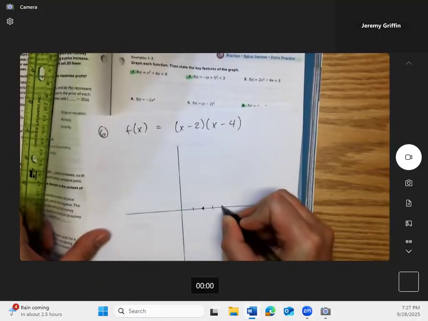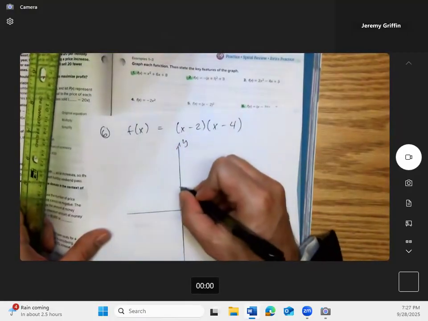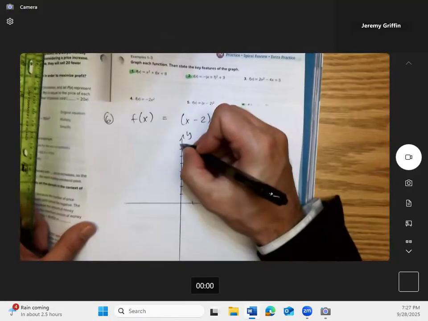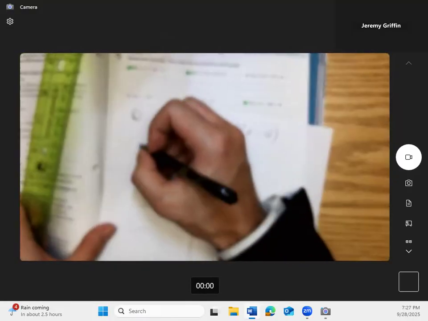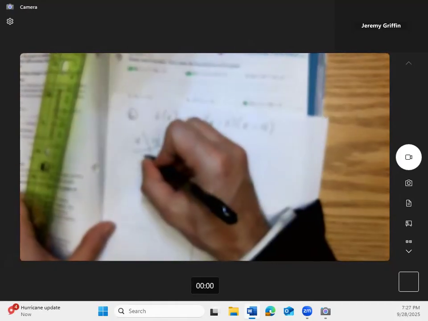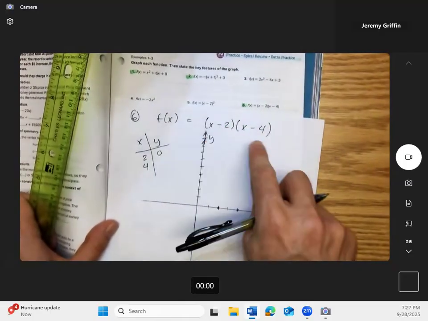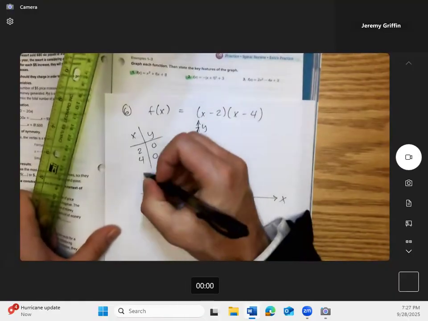So better like list x, y, right? Okay. Should have gone up a little bit more. Sorry. Okay. Let's make an XY table, right? Well, I know if I plug in 2 and 4, each for x, at 2, the zero's out there, at 4, the zero's out here. I see the vertex is going to be where x is 3.